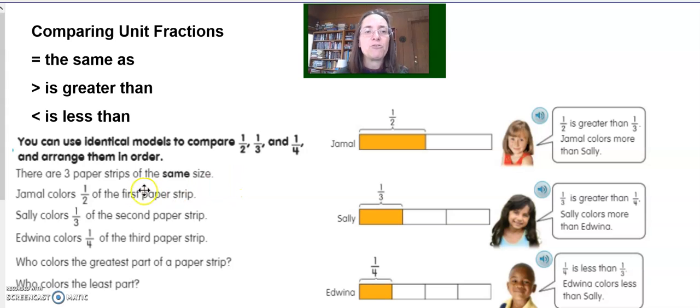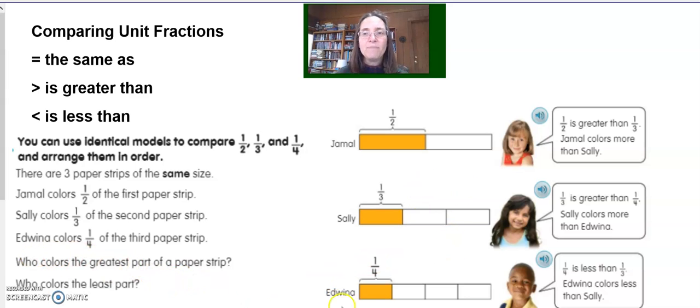There are 3 paper strips of the same size. Jamal colors 1/2 of the first paper strip. So here's his coloring. Sally colors 1/3 of the second paper strip. So here's hers. We took the same size strip, and we divided it into 3 parts.